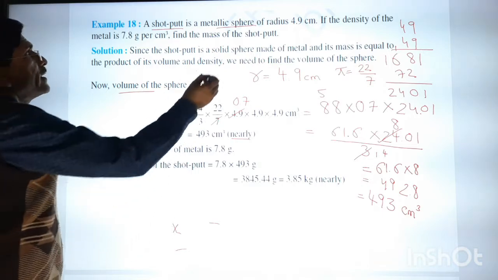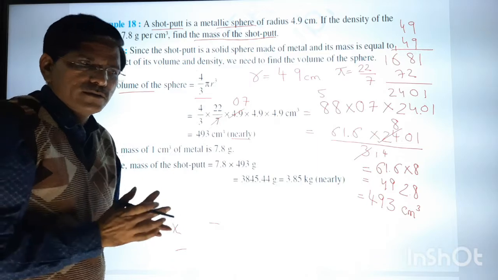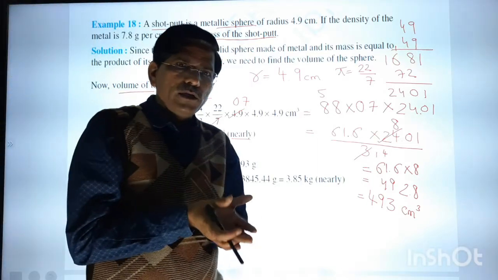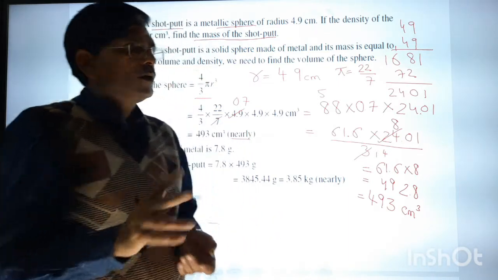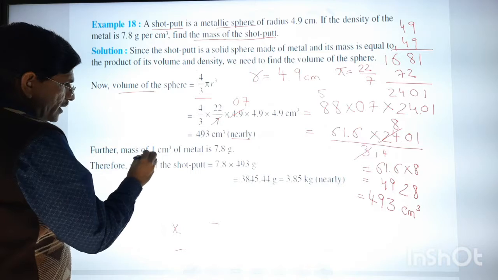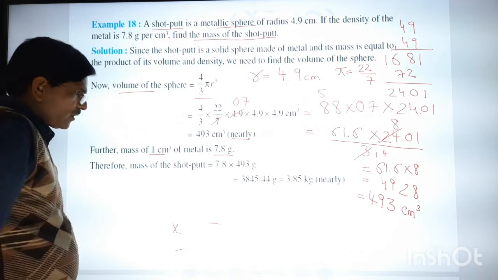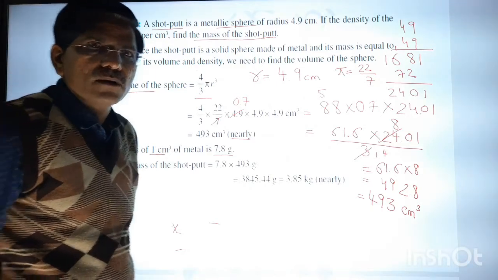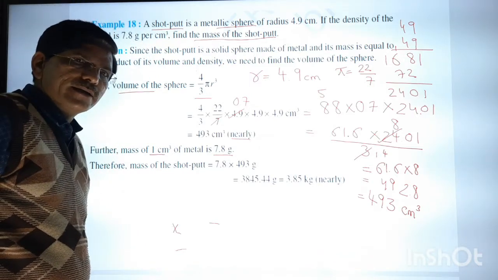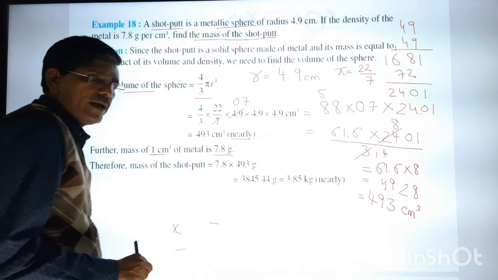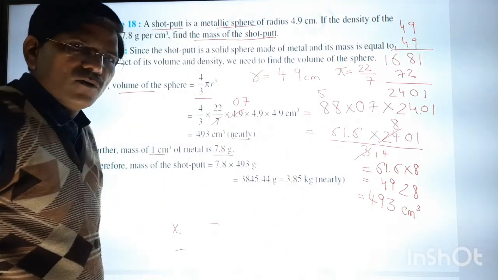Now the question is to find out the mass of the shot put. So I have to find out the weight. So first of all, if I find out the volume, then convert it into weight. How can we convert volume into weight? Because in the question 1 centimeter cube is given as 7.8 gram. If you see properly, 1 centimeter cube is equal to 7.8 gram. Now if 1 centimeter cube is equal to 7.8 gram, then how many centimeter cubes do we have? 493. So 7.8 multiplied by 493.